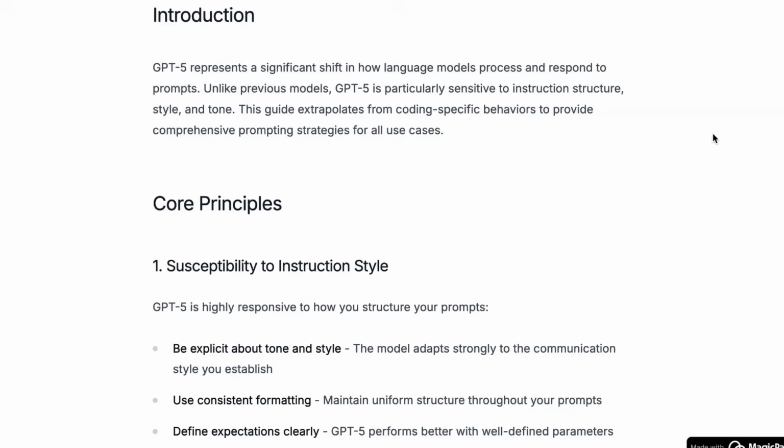He writes, GPT-5 is highly responsive to how you structure your prompts. Be explicit about your tone and style. The model adapts strongly to the communication style you establish. Use consistent formatting, maintain uniform structure throughout your prompts, and define expectations clearly. GPT-5 performs better with well-defined parameters.